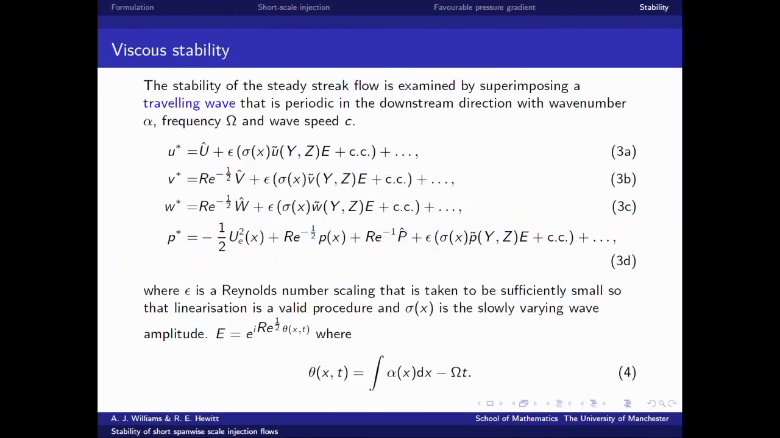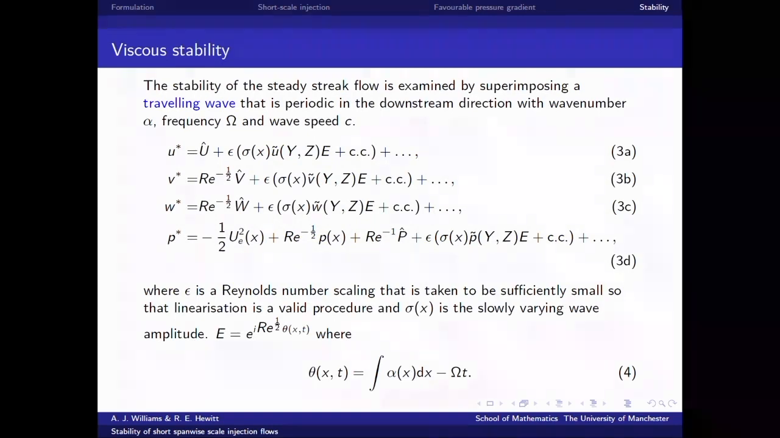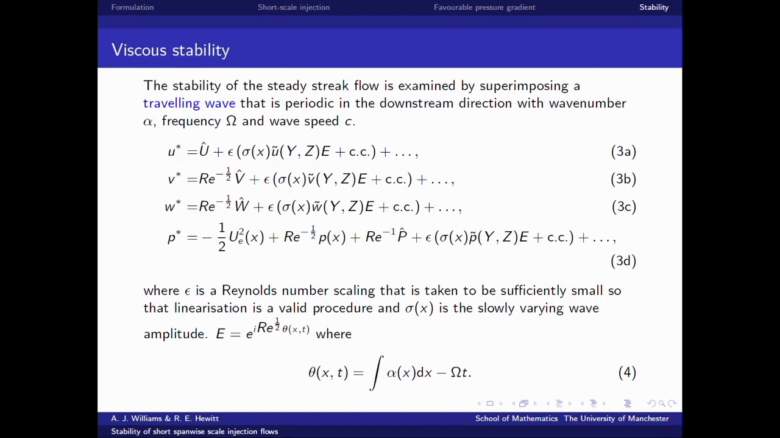So the streak flow that we have now, I'm going to have a quick look at the stability when we introduce a traveling wave disturbance. We have a traveling wave with a wave number alpha, the frequency omega, and the wave speed c. Here we've got the solution we had before, so these give you the streak equations. And we have this wave, so we've got the wave velocities in the three directions and the wave pressure. This has the Reynolds number to the half scaling in the traveling wave.